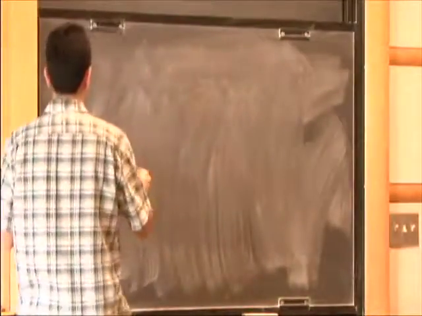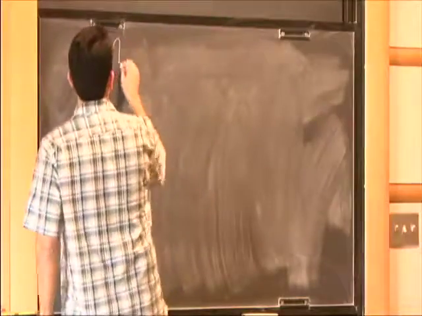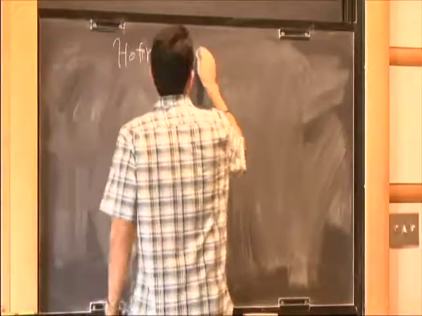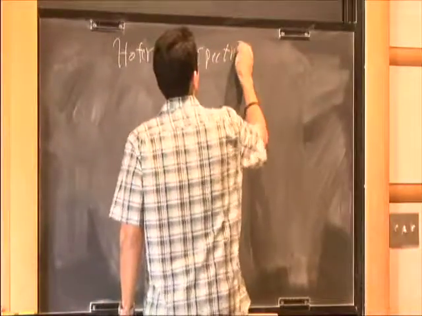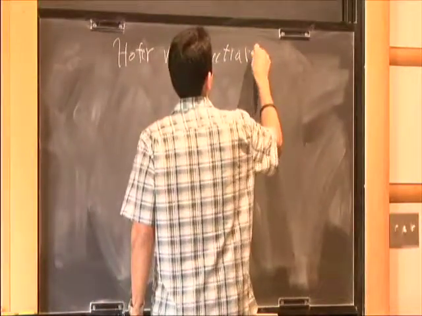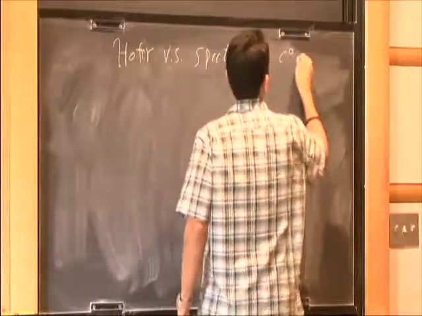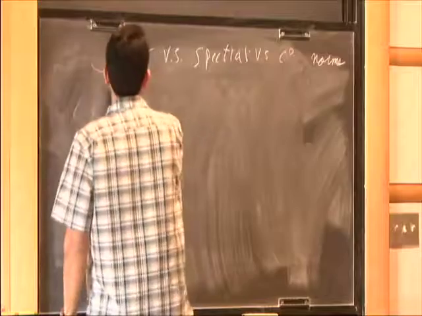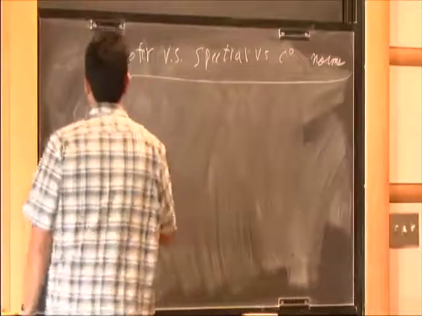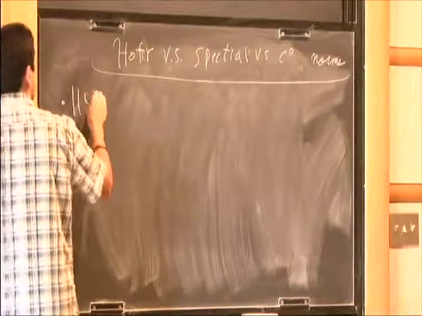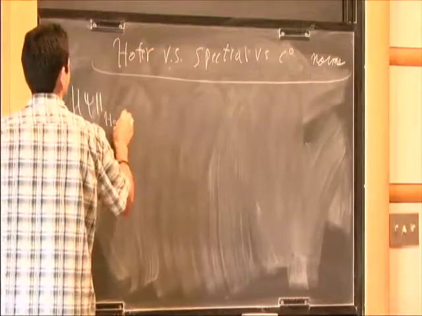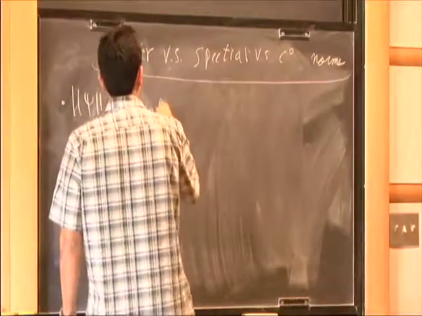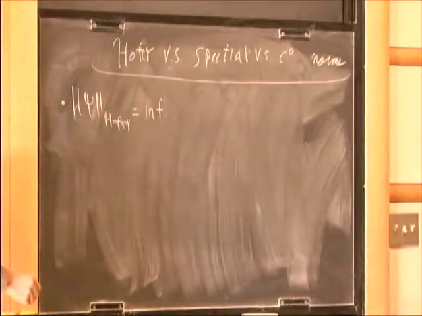So, here is Hofer versus spectral versus C0 norms. Okay, I've got to tell you what these norms are first. So the Hofer norm of a Hamiltonian diffeomorphism is defined by this expression.